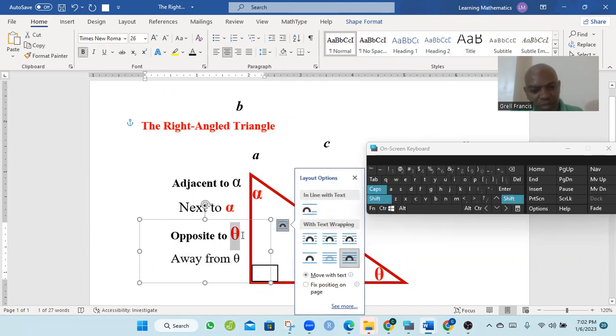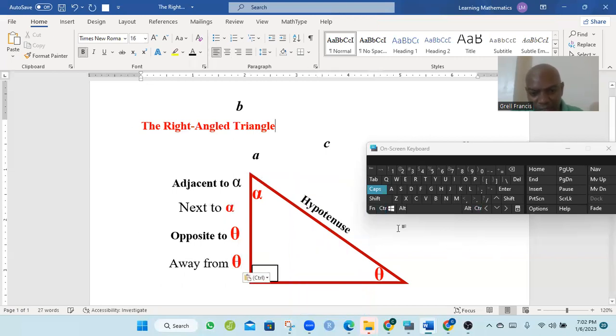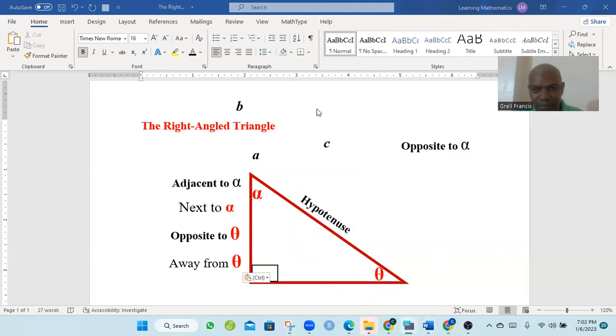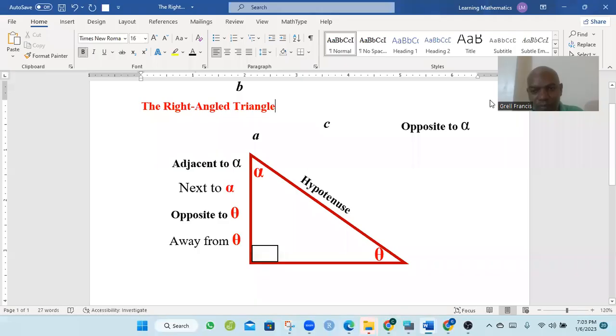So also label it opposite to theta, because look at right where theta is. So it is away from theta. So in a nutshell, this vertical side, its name is directional. It depends on the acute angle that you are dealing with. If you are dealing with alpha, then you have to say adjacent to alpha because it is next to it. If you are dealing with theta, then you have to say opposite to theta because it is away from it.